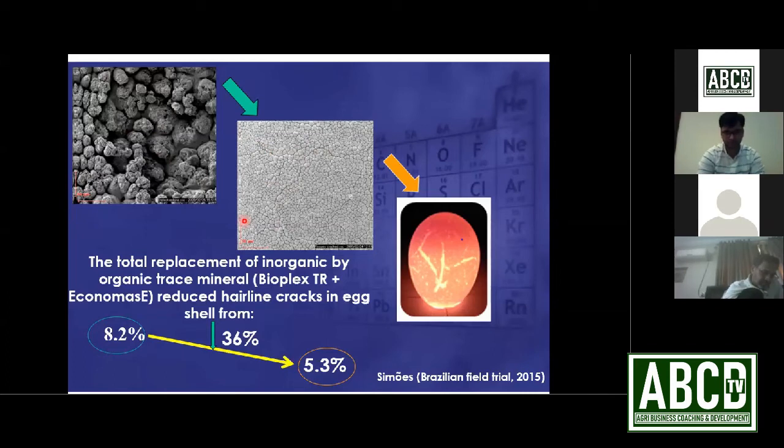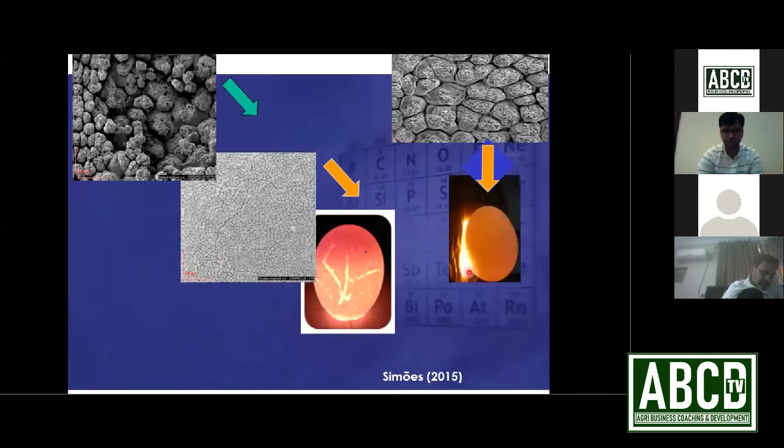So actually what you want to see is this type of mammillary glands. If you have this type of mammillary glands, remember, this is the place in the eggshell where you're going to add the calcium carbonate, right? See the difference here? If you have this, you have a much better eggshell quality. And if you have these membranes with all these cracks here, you have this type of egg.